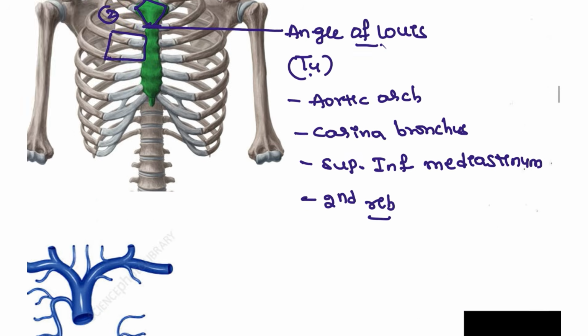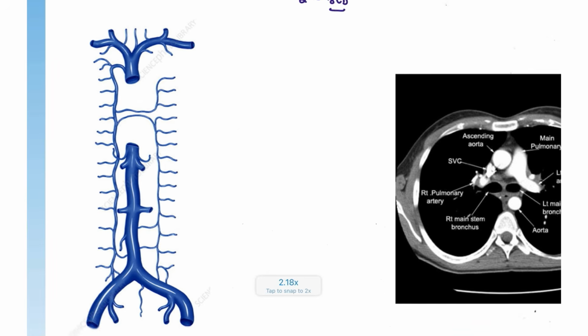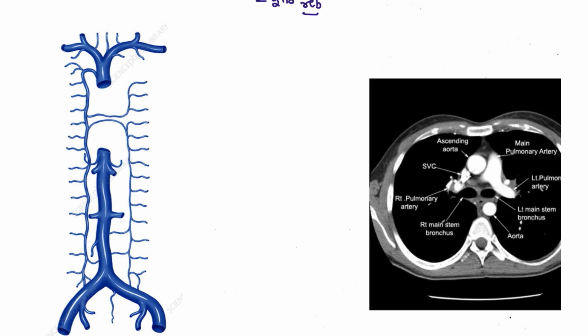Next, moving on to the structure. This is the azygos vein structure. In the azygos vein system, this is the superior vena cava and this is the inferior vena cava. In the superior vena cava, this is the first branch, the right brachiocephalic vein, and this is the left brachiocephalic vein.